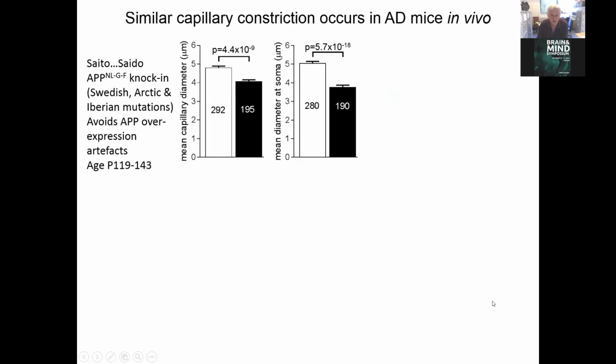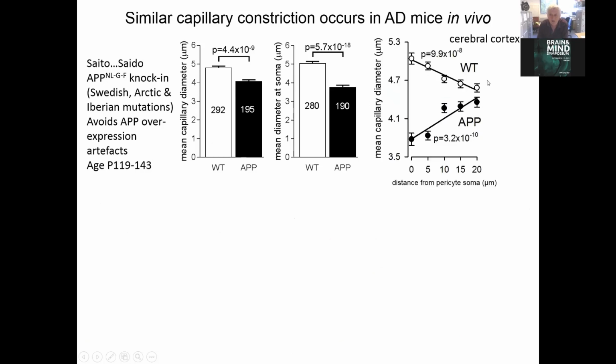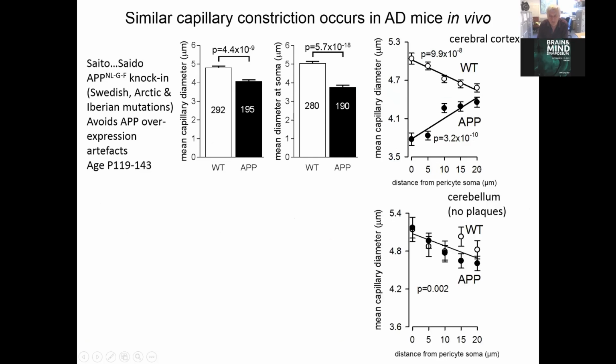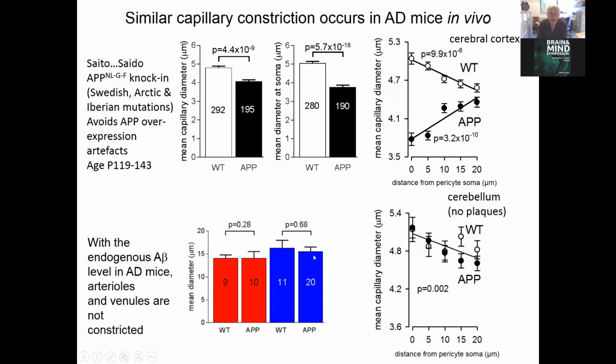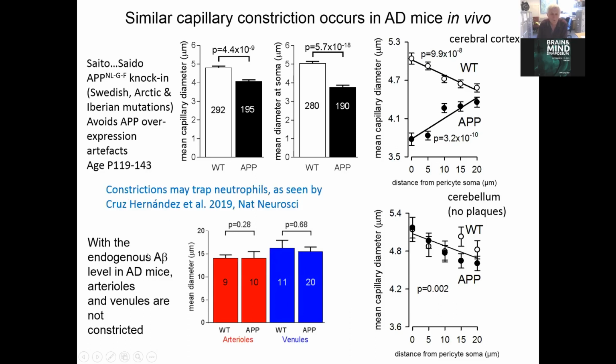We also looked in transgenic mice. They also show a reduction of diameter that's larger near the soma of pericytes, and also shows this classic variation with distance from the pericyte soma. Interestingly, this doesn't happen in the cerebellum, which doesn't show any amyloid beta plaques, and there's no change of diameter of the arterioles or venules. So the reduction of blood flow is produced specifically at the capillary level. And these constrictions may trap neutrophils, as I mentioned earlier.